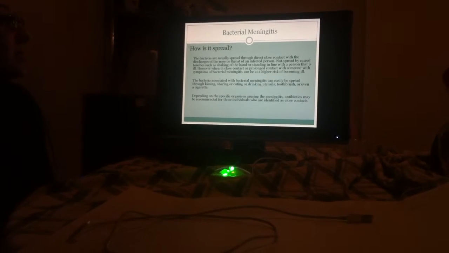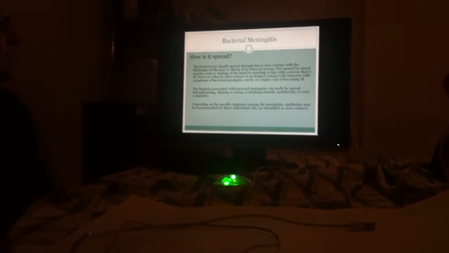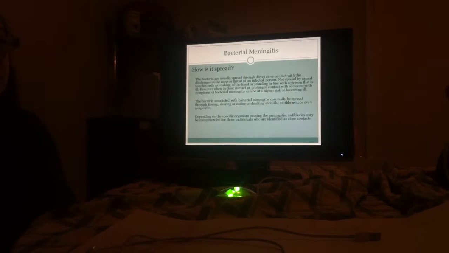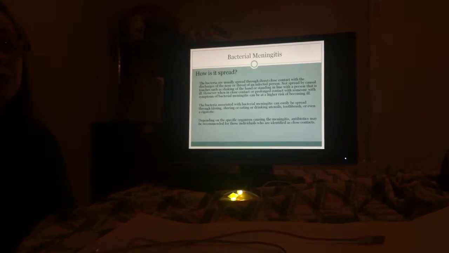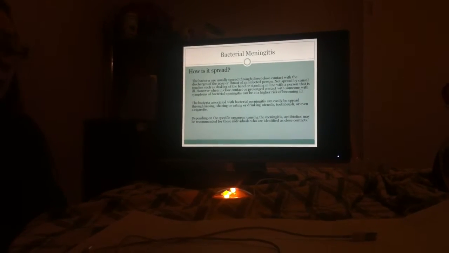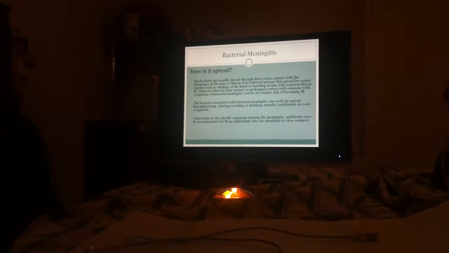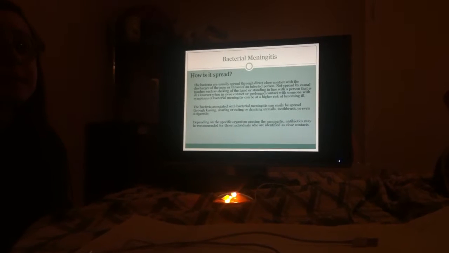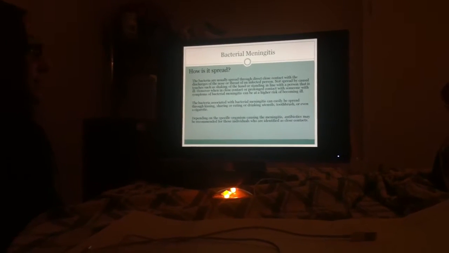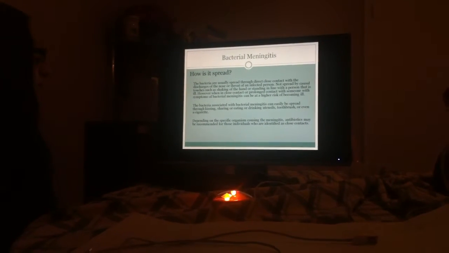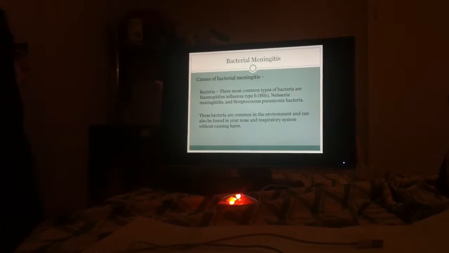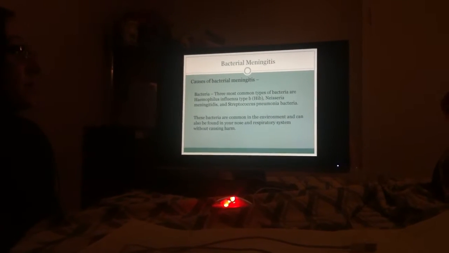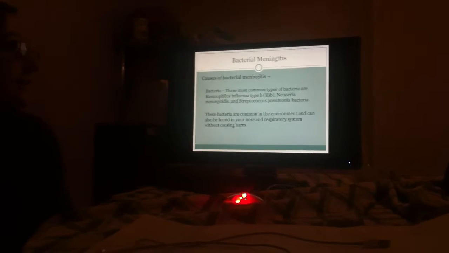Bacterial meningitis is spread through direct close contact, such as discharges from your nose or your throat, such as coughing or sneezing. You can be more at risk if you are around people with the known disease. You can get it through kissing, sharing or eating the same food, toothbrushes, and even a cigarette.